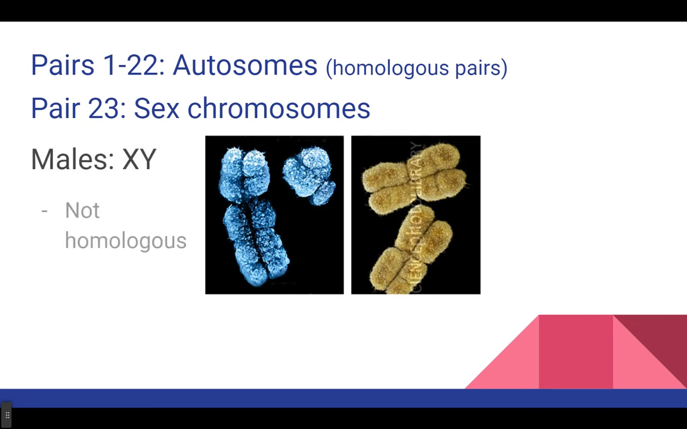Males have an XY, and those two chromosomes are not homologous. The Y chromosome is not just an X chromosome that got cut off short. It does not have the same genetic information. There are genes on the Y chromosome that are not found on the X chromosome and vice versa. So they're completely different. Males have 22 homologous pairs of chromosomes and one pair that is not homologous. Females are XX, and those are homologous chromosomes, so they have 2 copies of each of those genes.